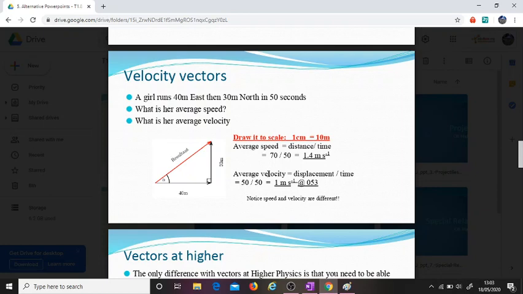However, for her average velocity, we need to use the vector form, which is the displacement, and we do displacement over time. So our displacement, as we've worked out before, is 50 metres. So if we do our 50 metres divided by our 50 seconds, she has an average velocity of 1 metre per second at a bearing of 053, because again our velocity has to have both magnitude and direction.